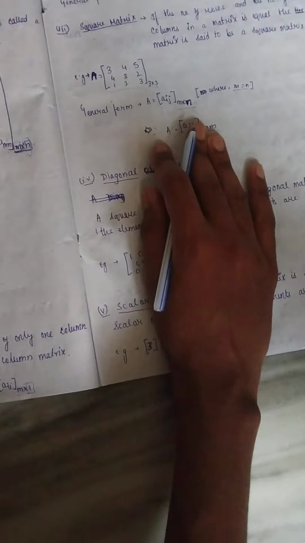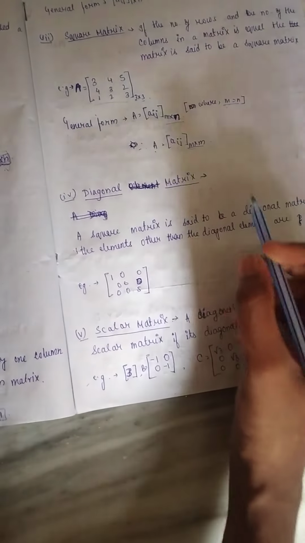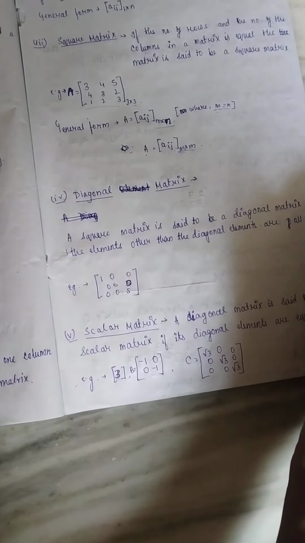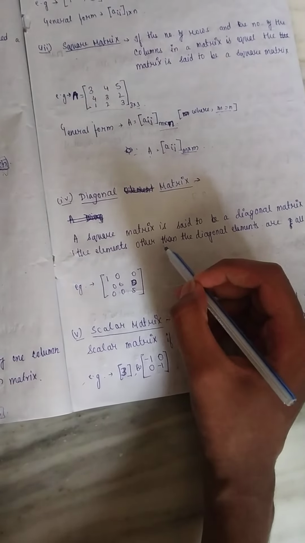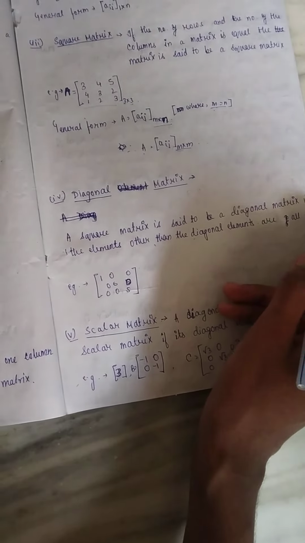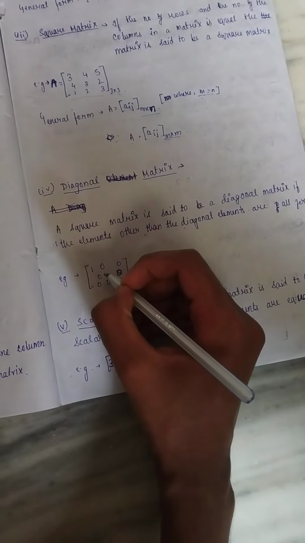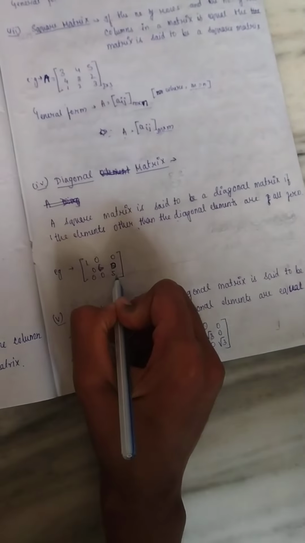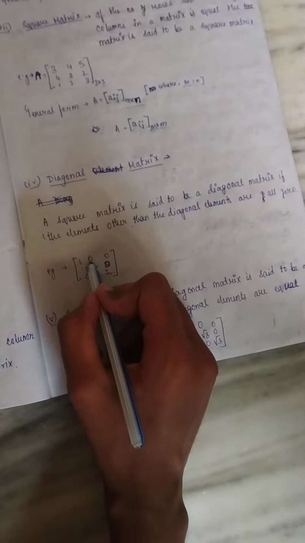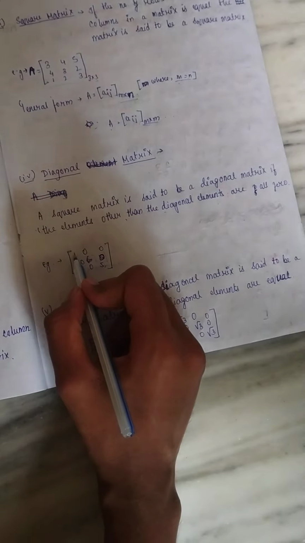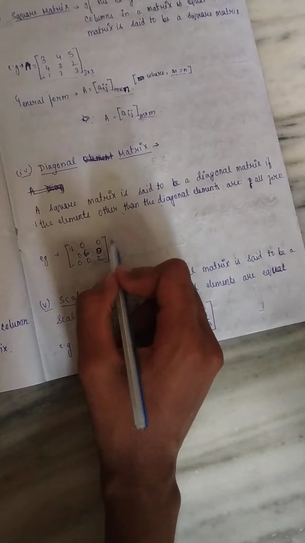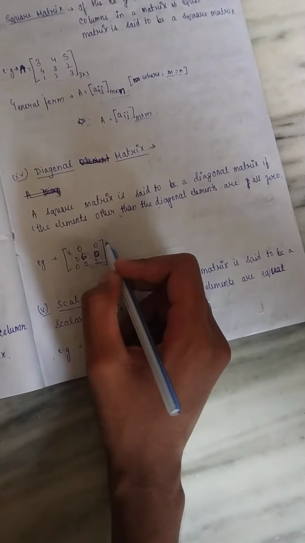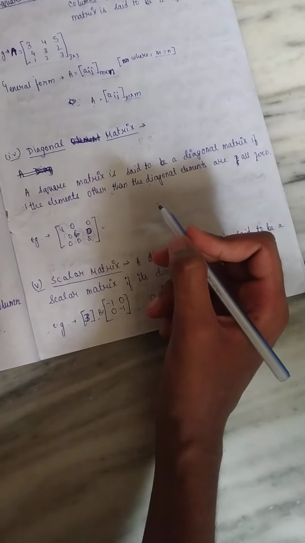And then comes the diagonal matrix. A square matrix is said to be a diagonal matrix if the elements other than the diagonal elements are all 0. What does it mean? Only the diagonal elements of the matrix may be non-zero, and all elements other than the diagonal elements should be 0. If this condition is satisfied, then we can call a square matrix a diagonal matrix.